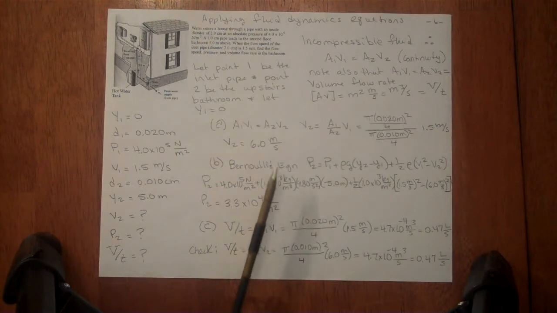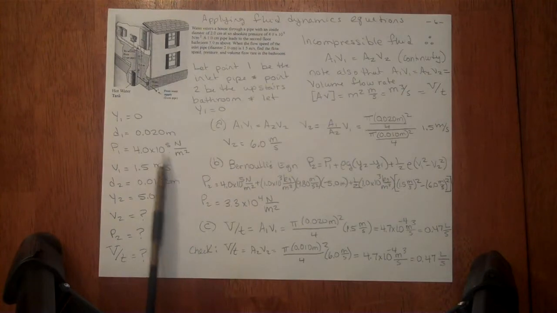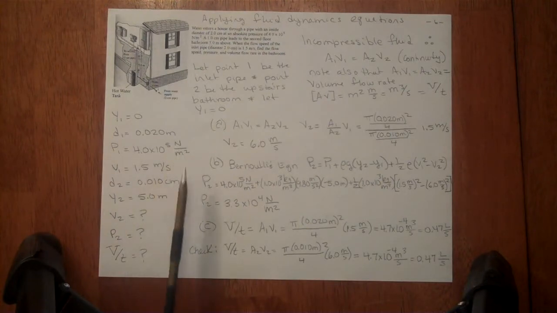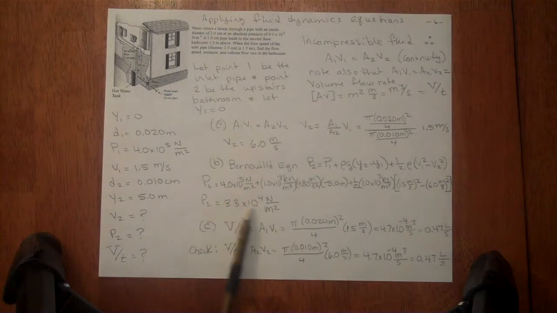Note that if instead we had been given gauge pressure here for the inlet pressure, then we would have been solving for the gauge pressure at the bathroom sink.